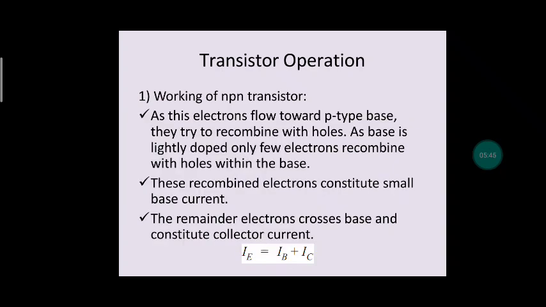Next, the total emitter current is calculated as the sum of the base current and the collector current.